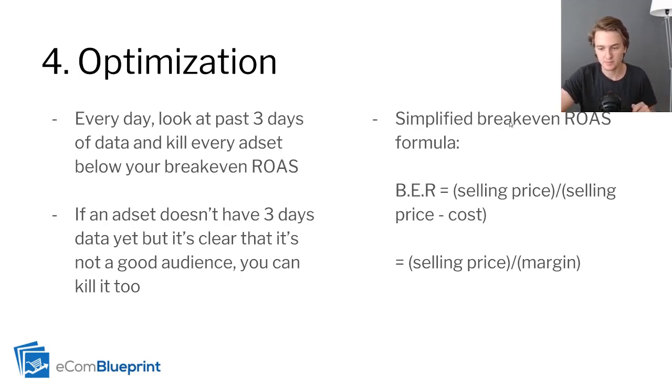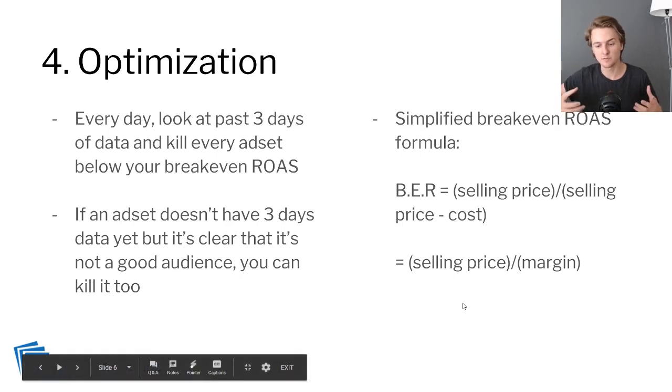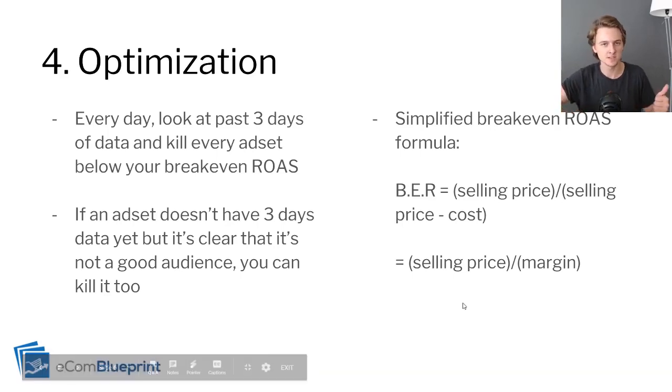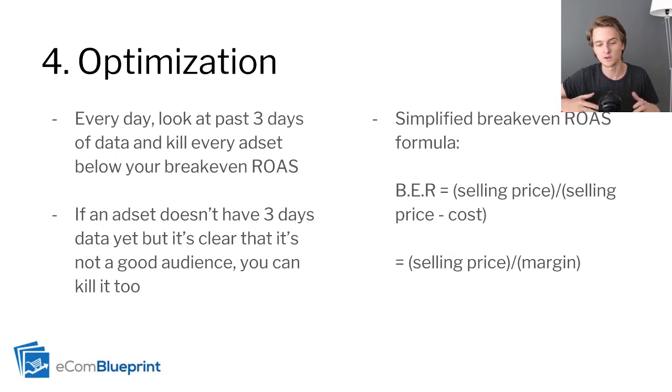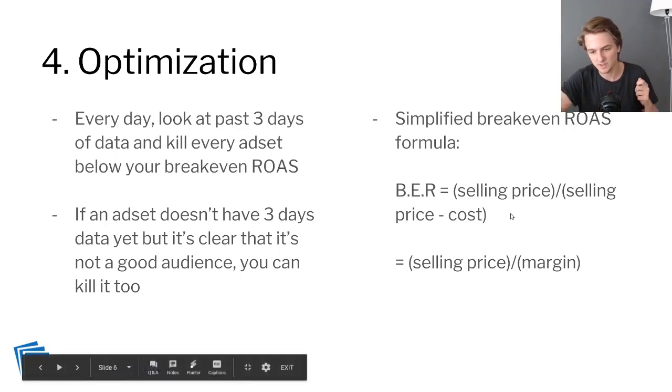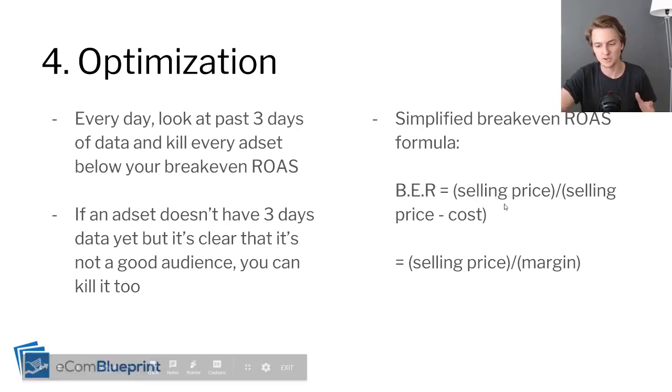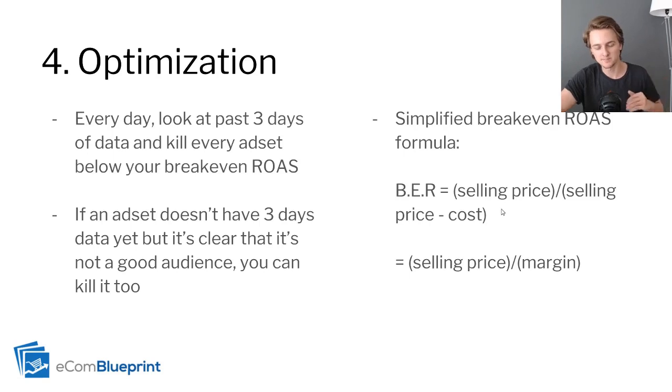And then the simplified break-even ROAS formula. If you don't know how to calculate your break-even return on ad spend, you just do the selling price on your website over the selling price minus the cost, so the selling price over the margin. This is a simplified formula because it doesn't take into account the fees, and it also doesn't take into account all your other expenses, like hiring virtual assistants and other expenses you might have in generating content, things like that. So it's a simplified formula, but it's good enough to use to optimize. So you want to know what your break-even ROAS is, and then anything below it you want to kill.